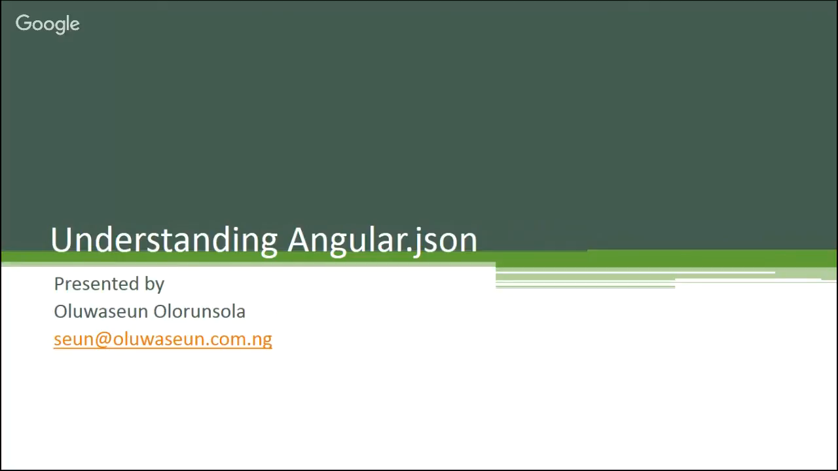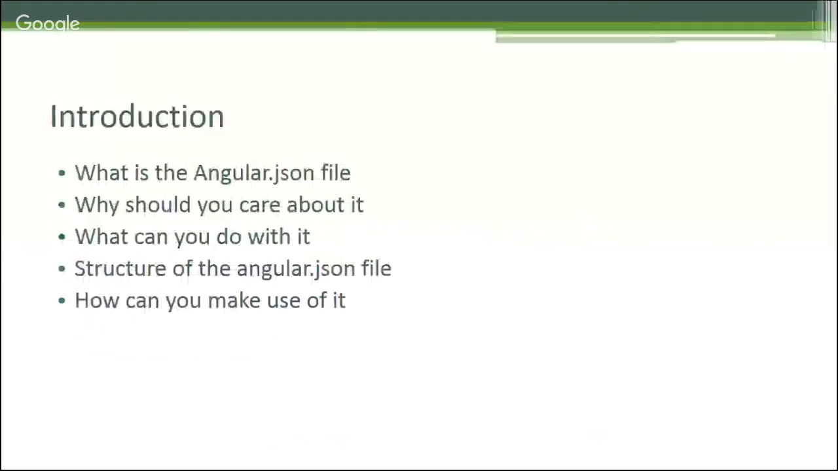Okay, so for these few minutes, I'll be talking about the Angular.json file. I'm going to keep it very, very simple and go straight to the point most of the time. I'll try to explain how it all works, what it does, and how it fits together. So, understanding the Angular.json file: an introduction. What is the Angular.json file? Why should you care about it? What can you do with it? The structure of the Angular.json file and how you can make use of it.